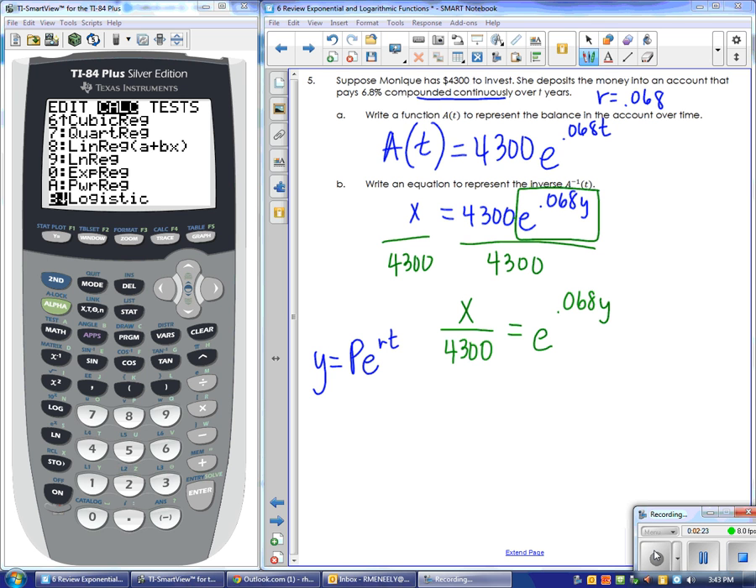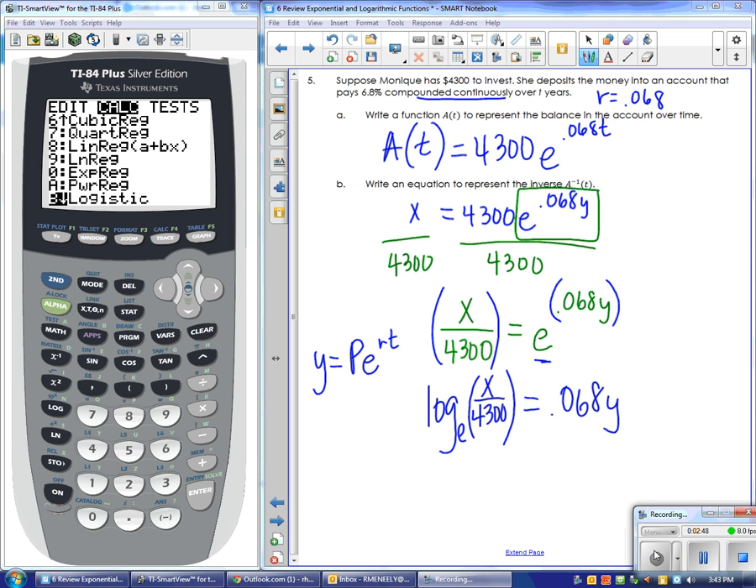So think about your base. When you write a logarithm, your base is going to stay the same. So I would start off writing log with base e. And then I want to think about my other quantities. When I write the inverse, remember I'm switching the quantities. So my base e, I'm going to have the log of x over 4,300, and that is going to equal 0.068 y. And then my last step is now just to get y by itself, which I can do with division.